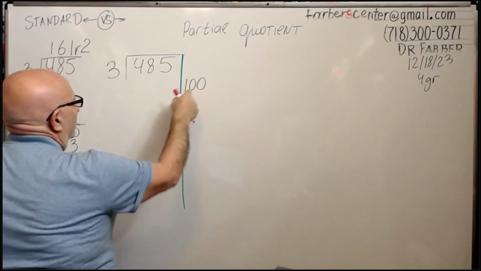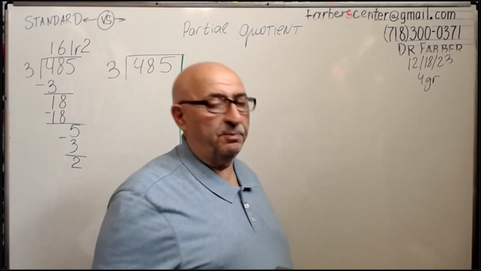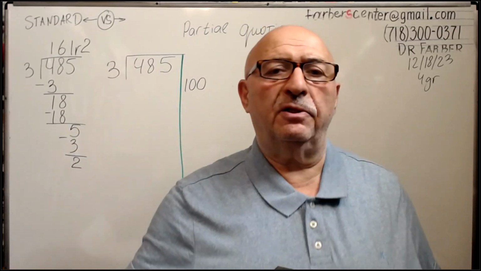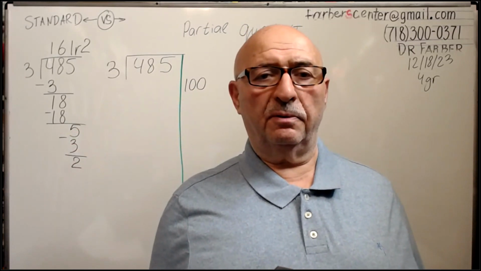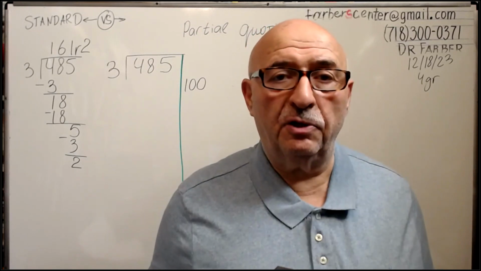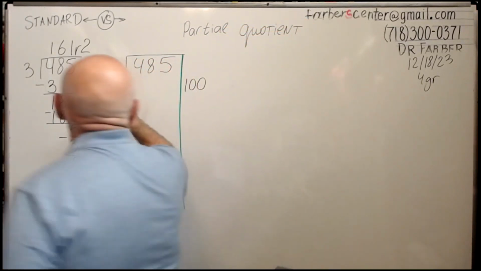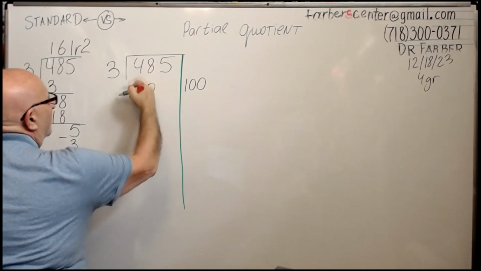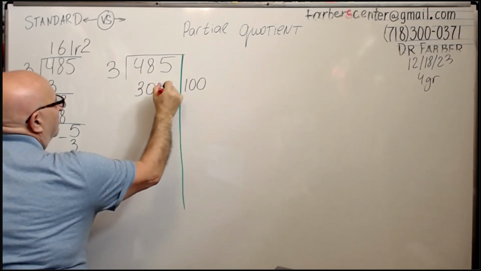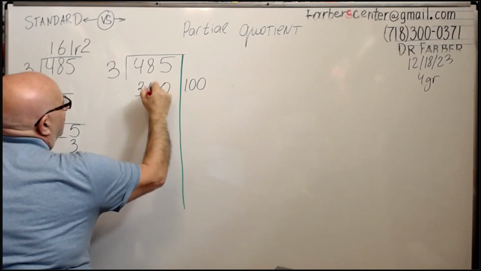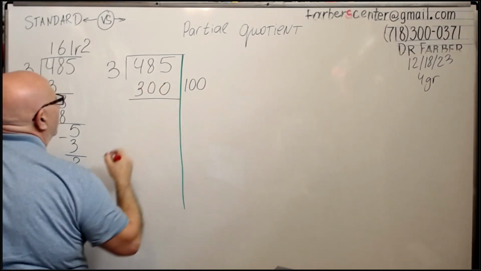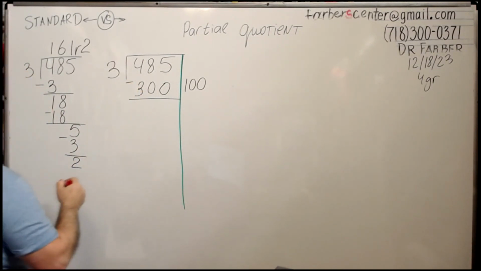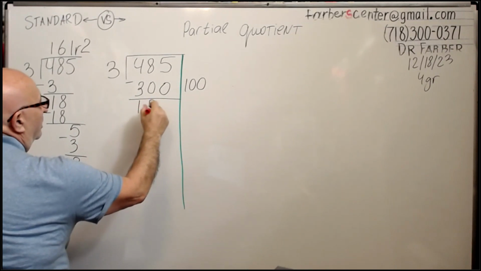And 3 times 100. Why 100? Because it's easy to multiply. Usually we choose convenient numbers, which are easy to multiply. Even kids know that 3 times 100 is 300, even without knowing the multiplication table too much. I write in one line the result, 300. Make it nice. When you subtract, you get 185.